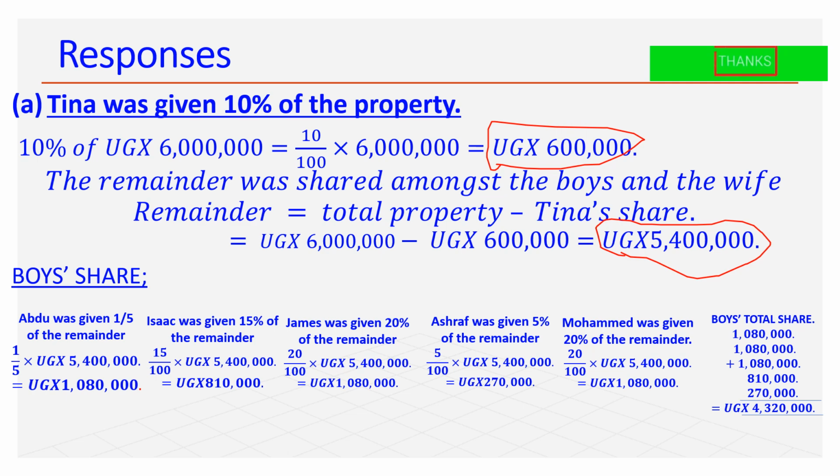Now, out of the 5,400,000, we have to deduct 4.32 to get the amount that was left for the mother or the wife.